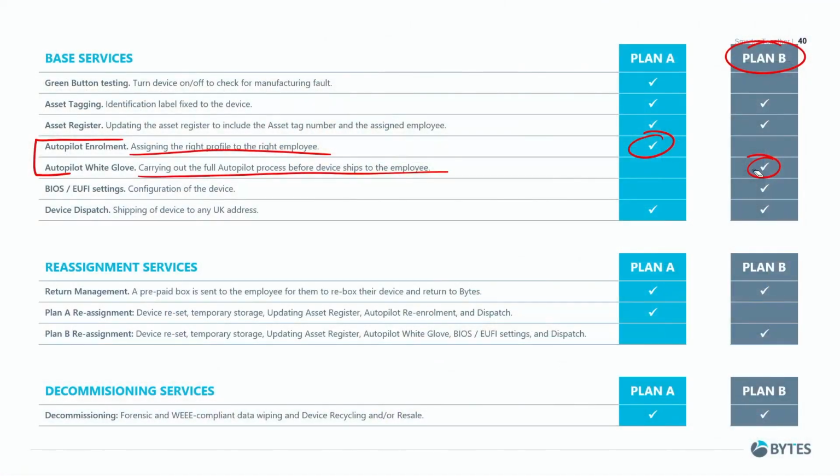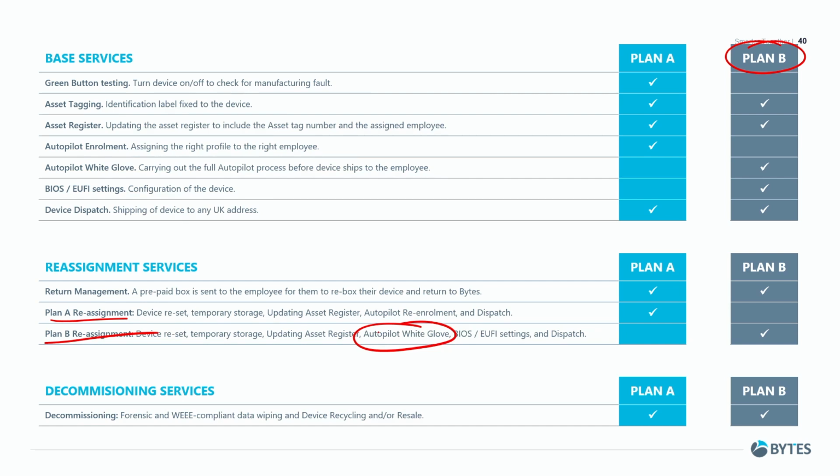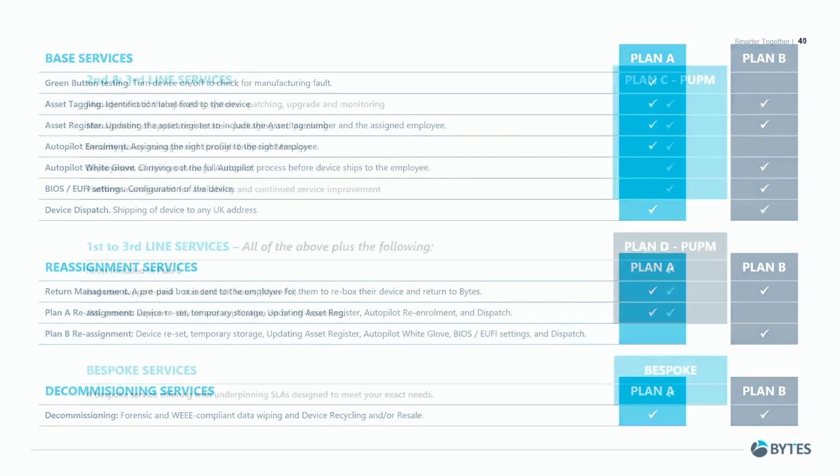Plan B gives you that white glove experience. Things like reassigning the devices: you have some differences there, where Plan B includes an Autopilot white glove, whereas Plan A still does include this re-enrollment and dispatch of the device. So you're covered either plan that you go with. Decommissioning is a part of both of these options.